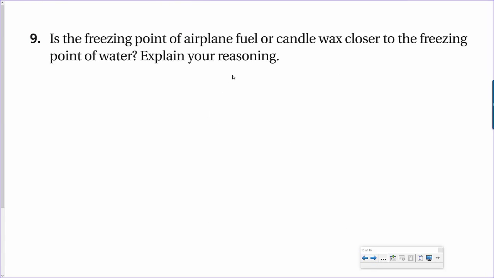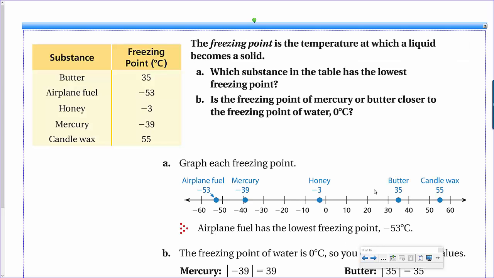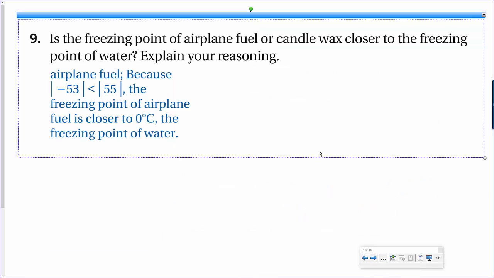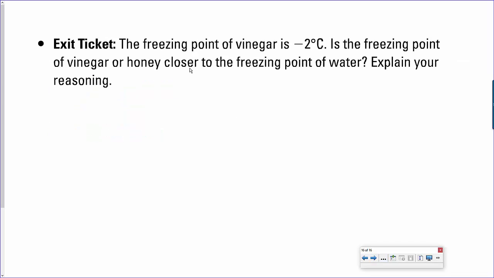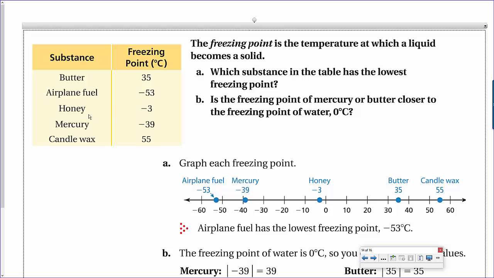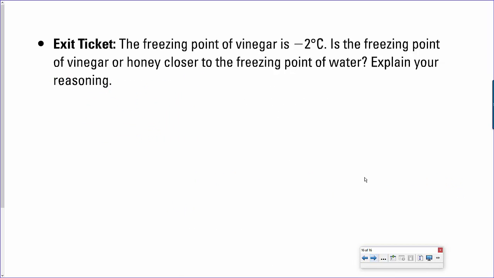Is the freezing point of airplane fuel or KNOx closer to the freezing point? So if I go back, so if I look here, these two. So which one's closer to 0? It looks as though airplane fuel would be. And then finally, the freezing point of vinegar is negative 2. Is the freezing point of vinegar or honey closer to the freezing point of water? So again, I have to go back. So vinegar is negative 2. This is negative 3, right? So it looks like negative 2 would be closer to 0. So it looks like vinegar would be. That's the answer.